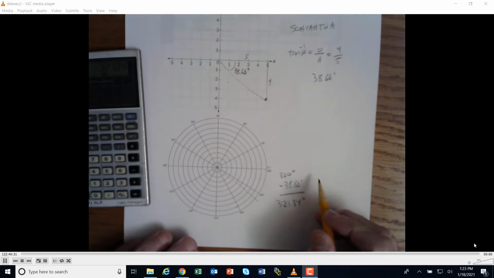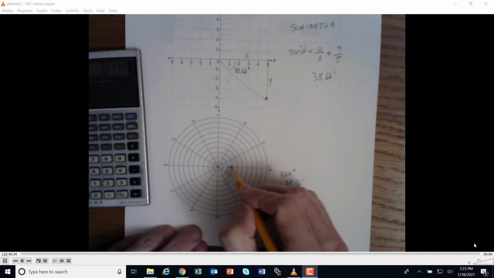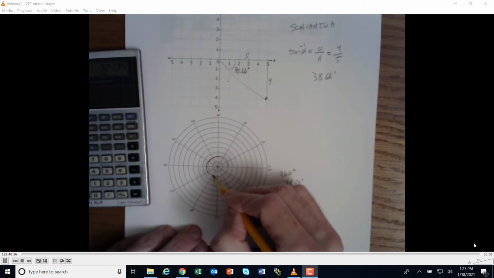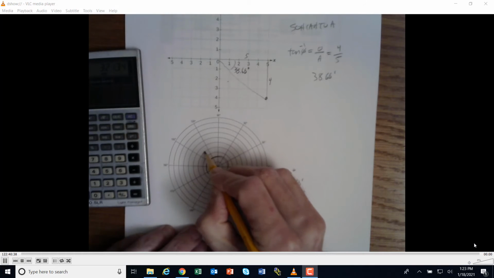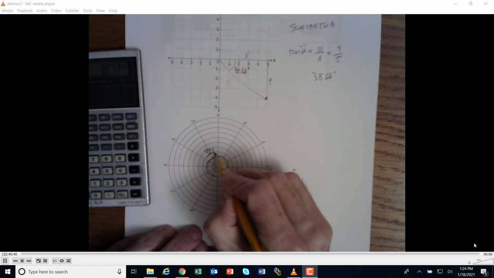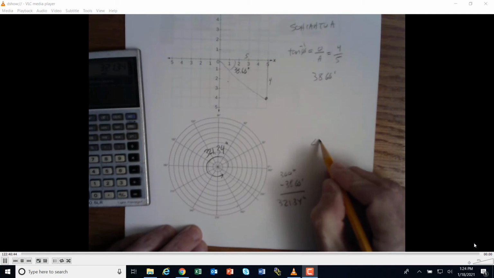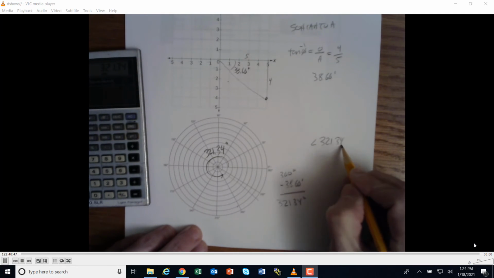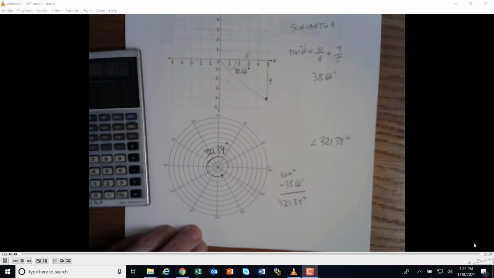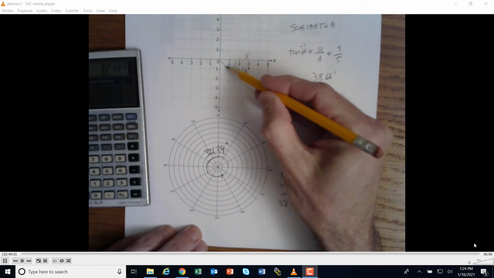Okay, so from this right here, if we were to come around this way, we're looking at 321.34 degrees. So that's what we're looking at in polar, 321.34 degrees. It's going to be on this line somewhere. How far out? Well, we need to figure out how long this one is.